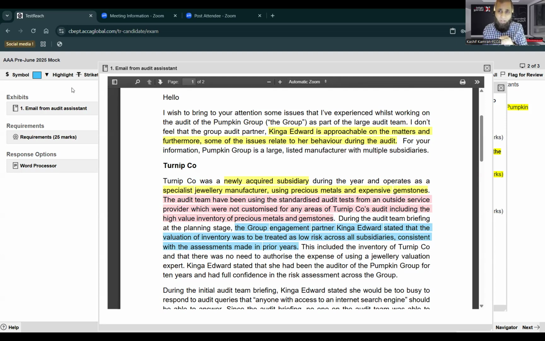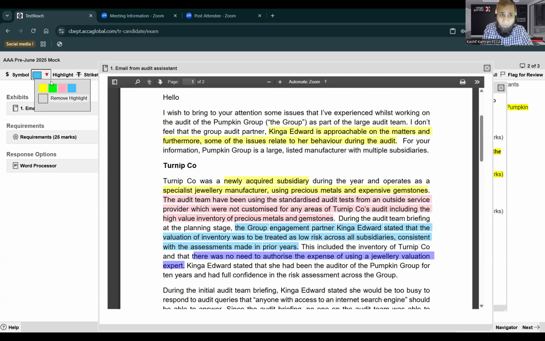And this year around, Turnip was dealing in jewelry manufacturing, and the metals and expensive gemstones were a very risky inventory in terms of valuation. So the judgment of the partner is questionable here. Again, the leadership qualities are questionable, that who made Kinga the engagement partner. This included the inventory of Turnip, and there was no need to authorize the expense of using a jewelry valuation expert.